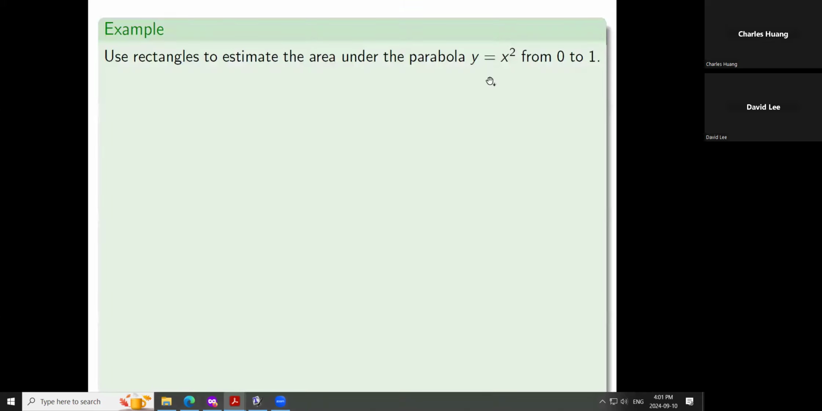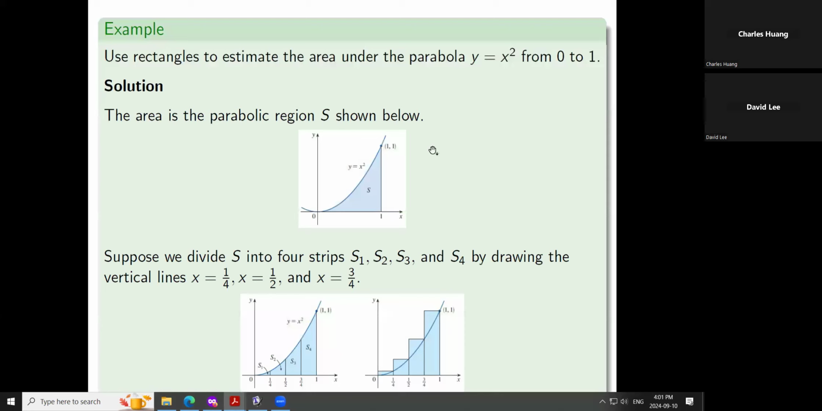We're going to try to estimate the area under the parabola y equal to x squared, and we're going to do this from 0 to 1. So this is my parabola. And from 0 to 1, 0 is here, 1 is here. What we're going to do is find this area, this S area over here, so all this region in here.